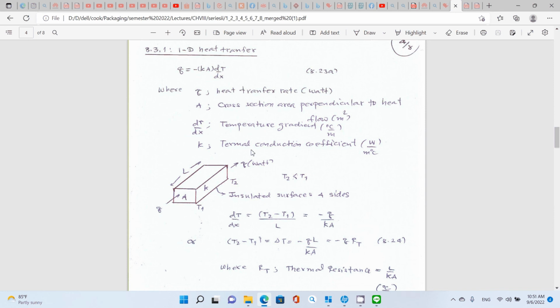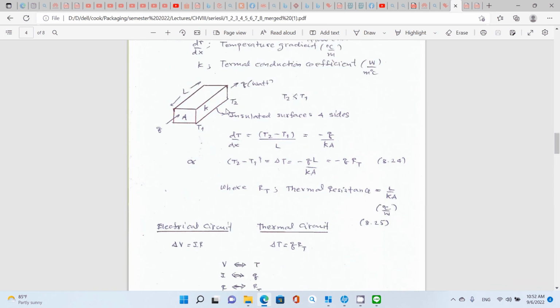K is the thermal conduction coefficient, in the unit of watt per meter degree Celsius. A is the cross-section area perpendicular to the heat flow, and dT by dx is simply the temperature gradient of the heat flow. The temperature is going to be different at different points on the material. That's the unit of degree per meter.